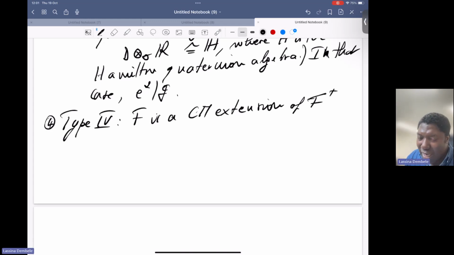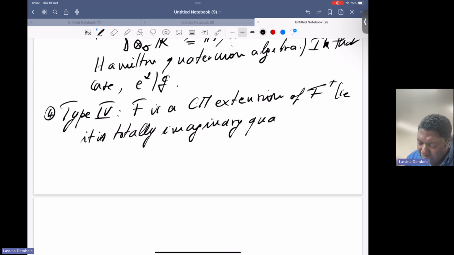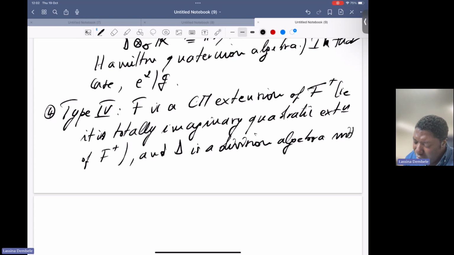of F dagger. So what that means is that it is a totally imaginary quadratic extension of F dagger. And D is a division algebra whose center is F.